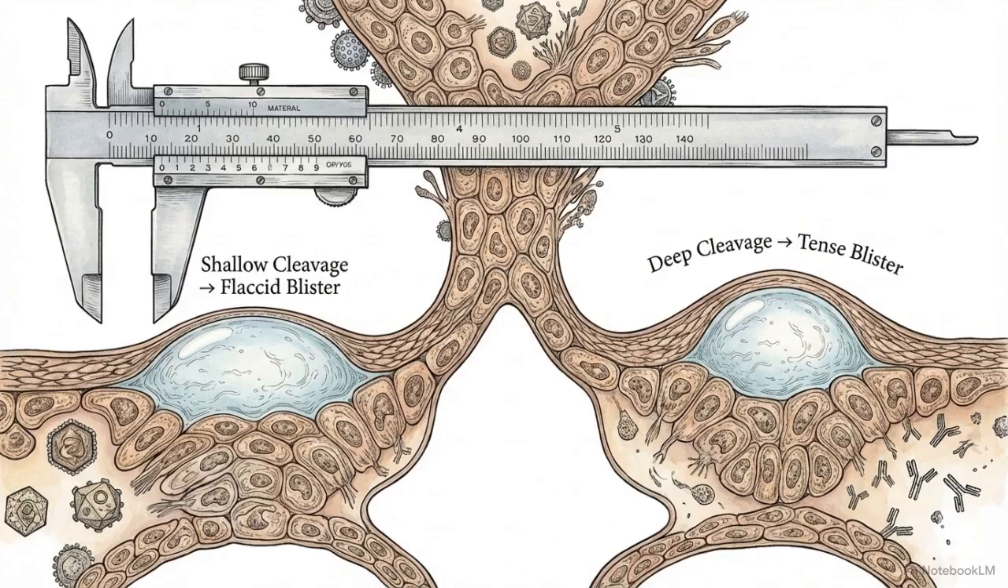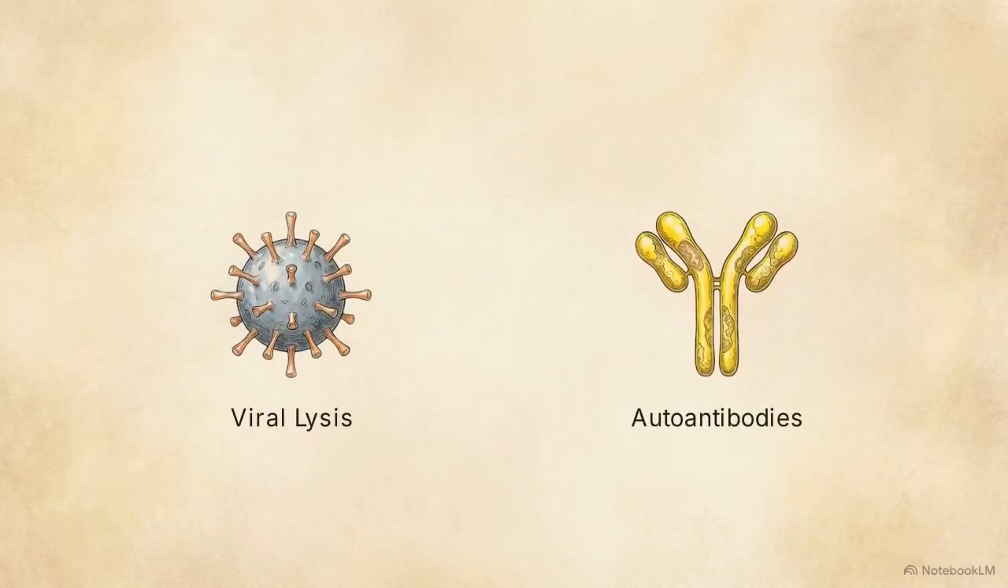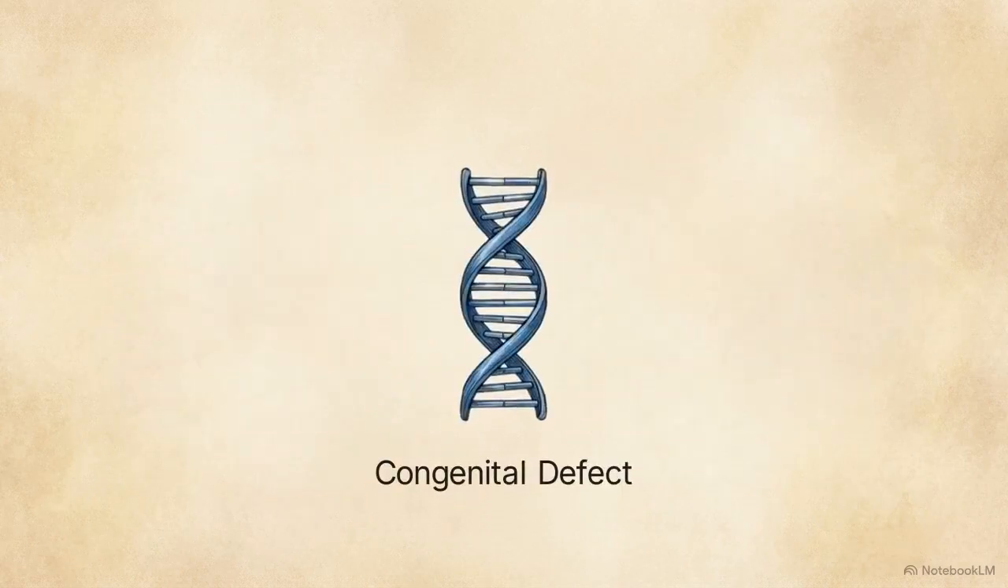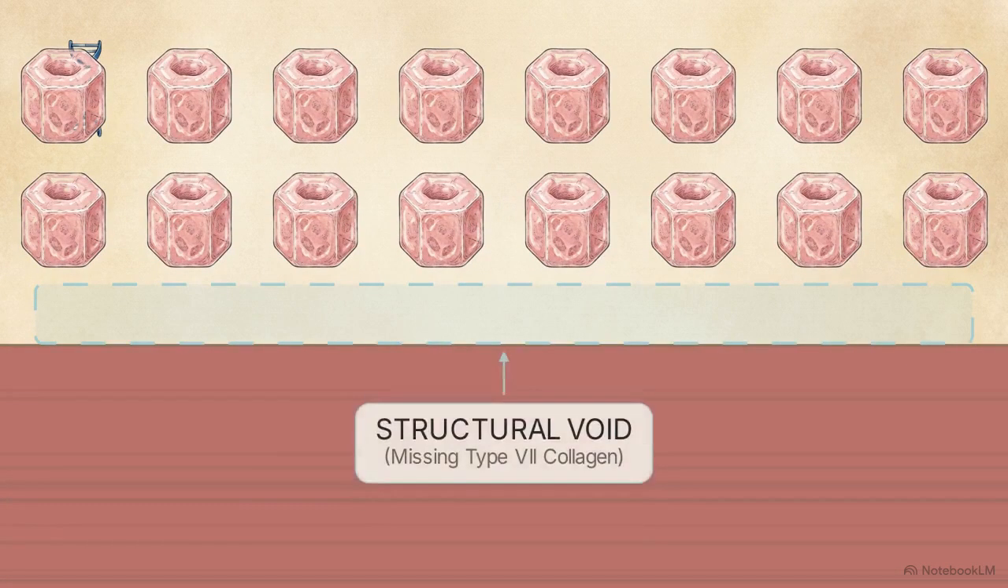Identifying the exact anatomic cleavage plane dictates the physical behavior of the blister, informing the clinician about the severity and chronicity of the underlying disease. The third and final etiological pillar is hereditary disease. This mechanism is devoid of acute viral lysis and lacks the circulating autoantibodies seen in immunological conditions. The pathogenesis stems from a congenital defect. As seen in this magnified view of the basement membrane zone, the body simply fails to produce the necessary structural anchoring proteins, such as type 7 collagen.